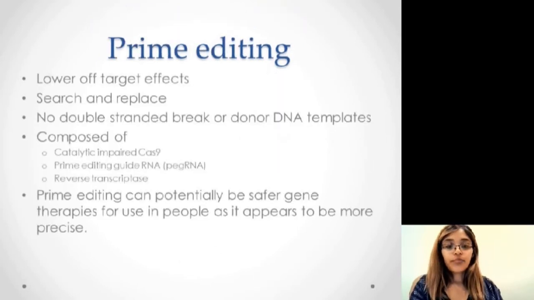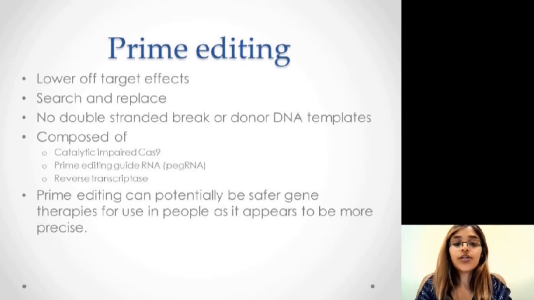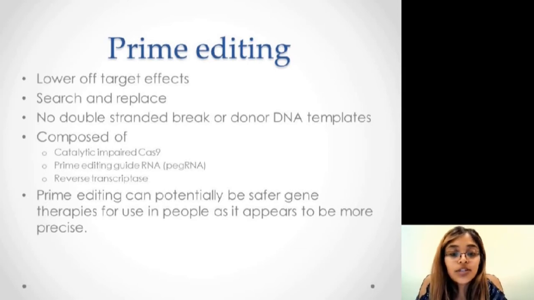So prime editing is the newest, most fresh genome editing technology that just came out on the 21st of this month. This is very important because it lowers the off-target effects that can be caused by CRISPR-Cas9. The way that this works, it's kind of like a search and replace mechanism. You do not create a double-strand break, and you do not need any donor DNA templates to fix this break.